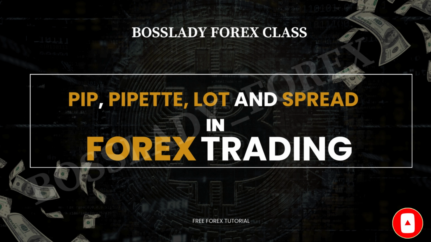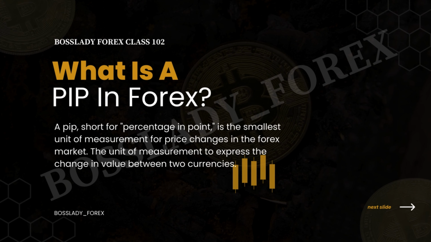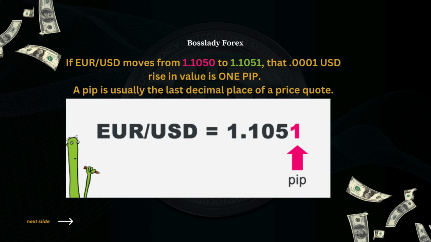Now, the first thing we're going to be looking at is what is PIP in Forex. A PIP, in short form percentage in price, is the smallest unit of measurement for price changes in the Forex markets. If Euro USD moved from 1.1050 to 1.1051, which is a change in price, the example that was given, that rise or fall in price is called 1 pip.